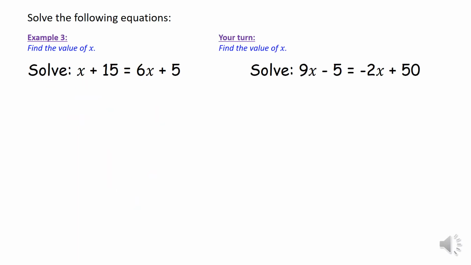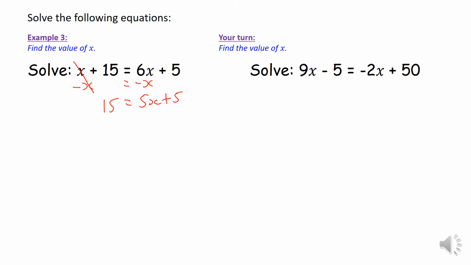Okay, for these questions we will do exactly the same thing. We've got the equation x plus 15 equals 6x plus 5. The first thing I need to do is identify which side has the least amount of x's. On the left hand side we've got just x, which means 1x, and on the right hand side we've got 6 x's. So the left hand side has the least amount of x's, and we get rid of them. So we minus x, and because I minus x on the left I also have to minus x on the other side as well. That leaves me with 15 on the left and 5x plus 5 on the right.